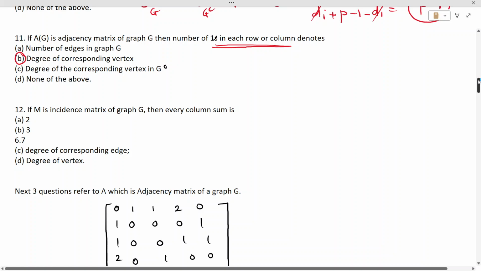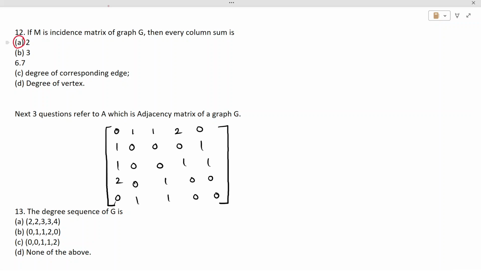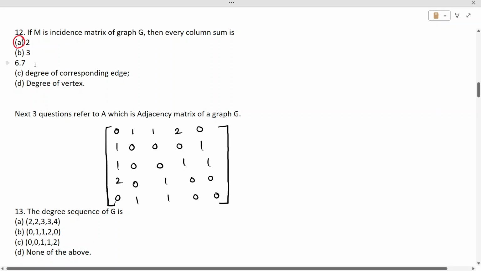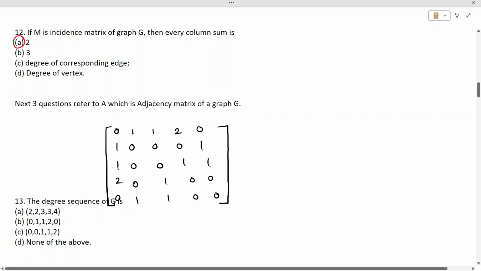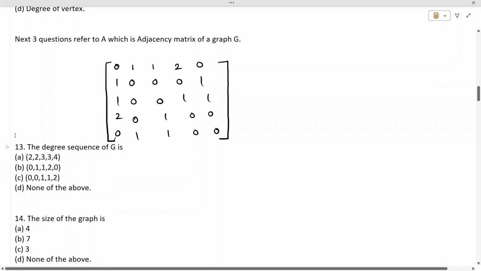Next is, if M is the incidence matrix of graph G, then every column sum is 2. Already we have discussed this in our classroom. Next, we have been given a matrix, and we will solve objective numbers 13, 14 and 15 by using this matrix.